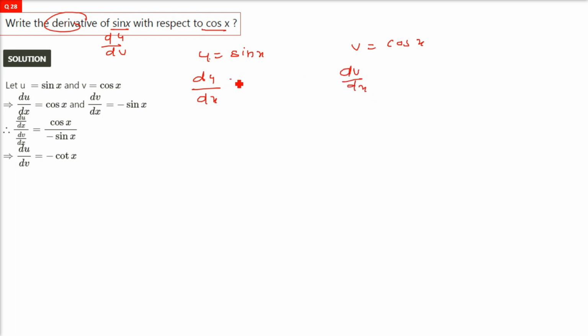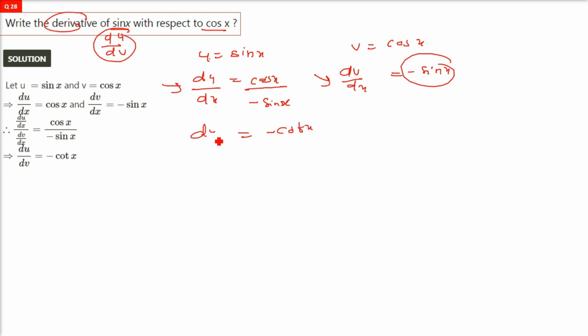So let me write it again. So ultimately, we have to find out du by dv. Please remember. So cos x, minus sin x. Now you have to find out du by dv. Let us divide them. Du by dv. So it will be cos x divided by minus sin x. So minus cot x it will be. Du by dv. Okay. Minus cot x.